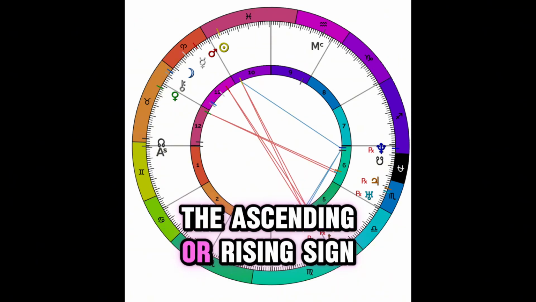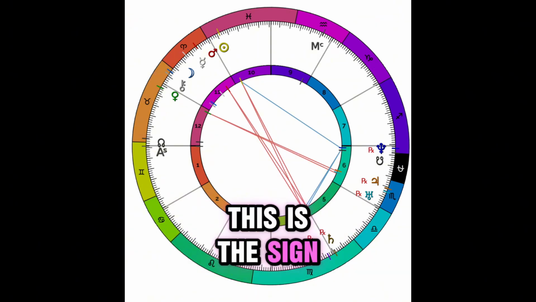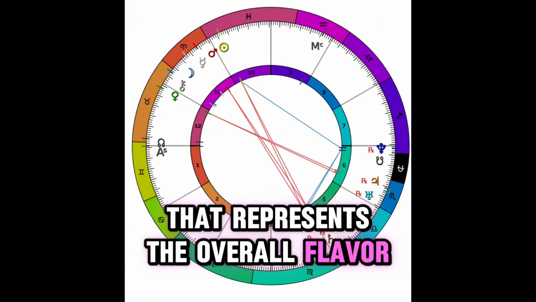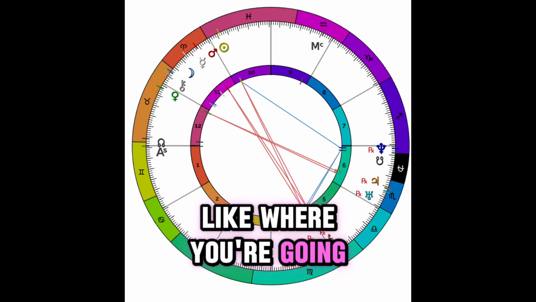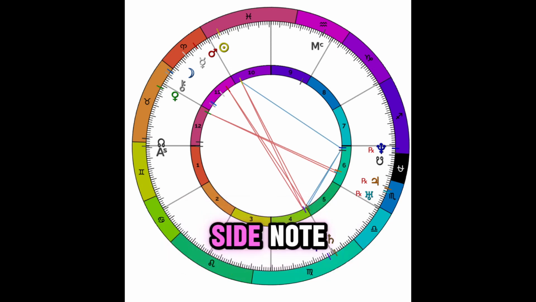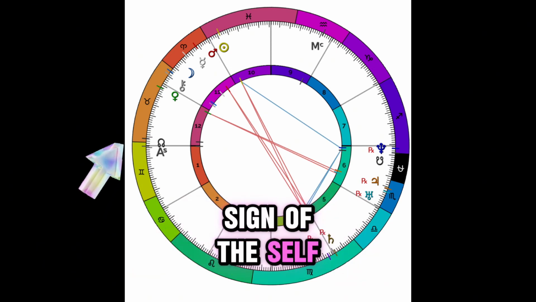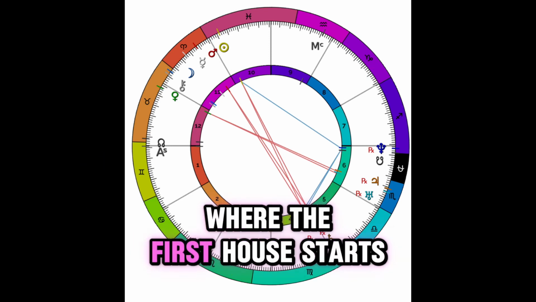All right, so back to the chart. The ascendant or rising sign generally is the chart ruler. This is the sign that represents the overall flavor and direction of your life, like where you're going, the energy you're here to expand, and often how other people see us as well. Side note, the first house always starts here because it is the sign of the self. The rising sign always indicates where the first house starts.